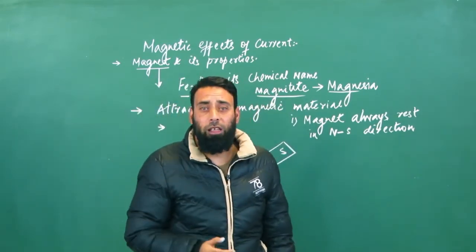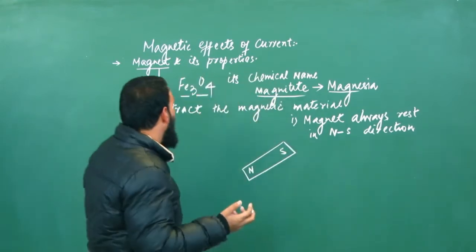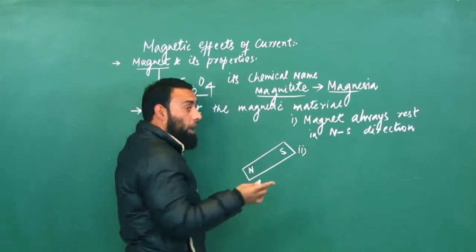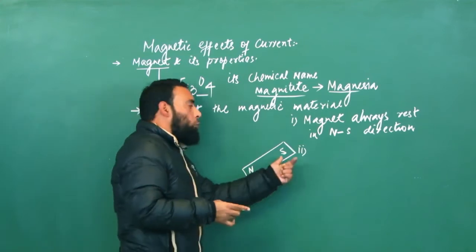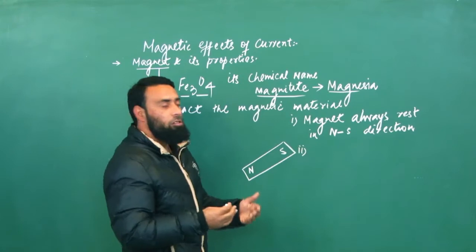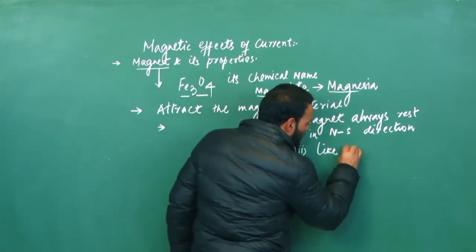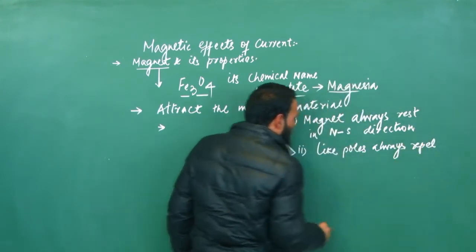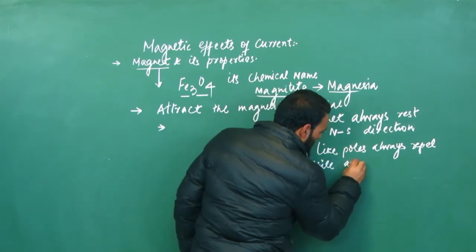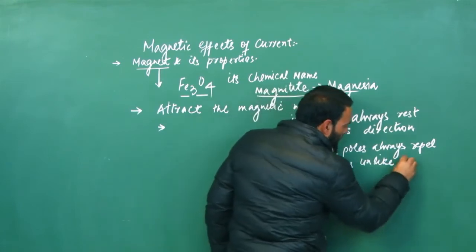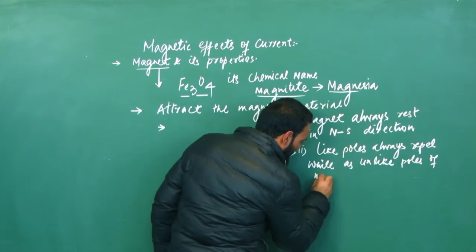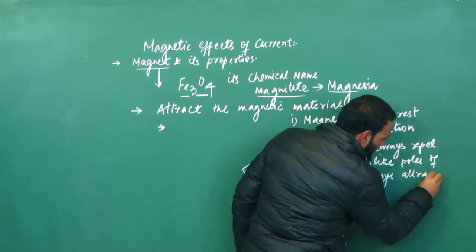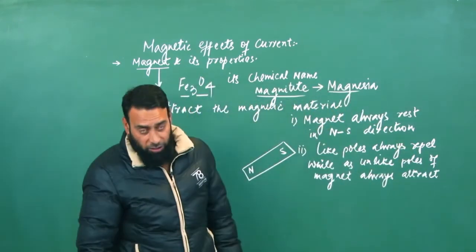Now the second important property is what we call the law of magnets. The like poles of a magnet, like the north pole of one magnet and the north pole of a second magnet, or the south pole of one magnet and the south pole of a second magnet, always repel, while unlike poles of magnets always attract. So this is the second important property.